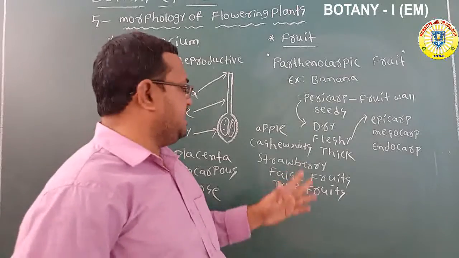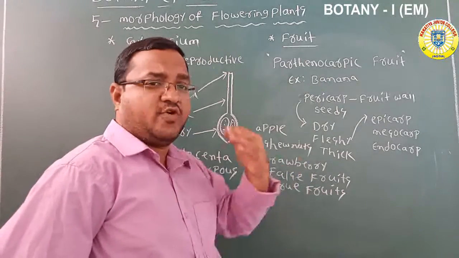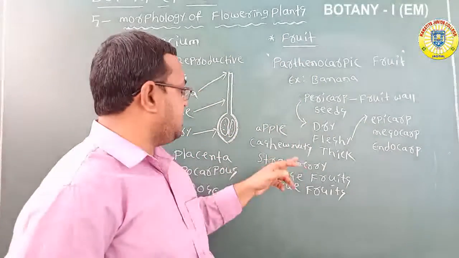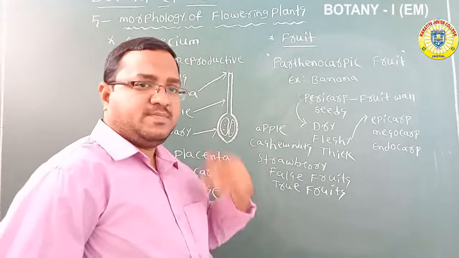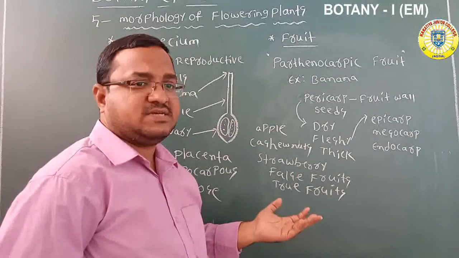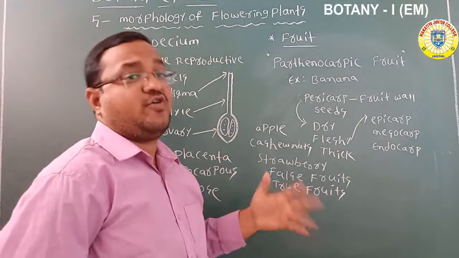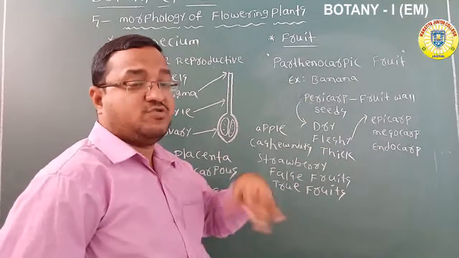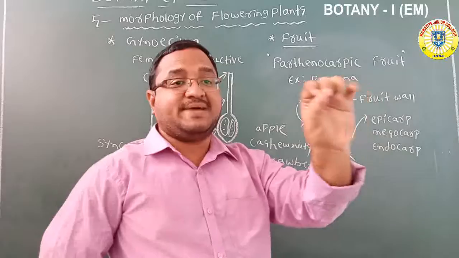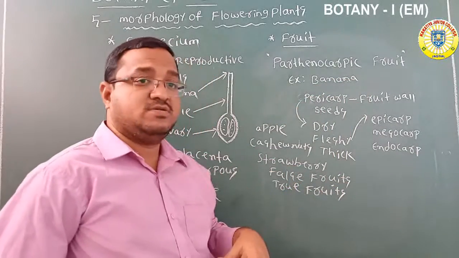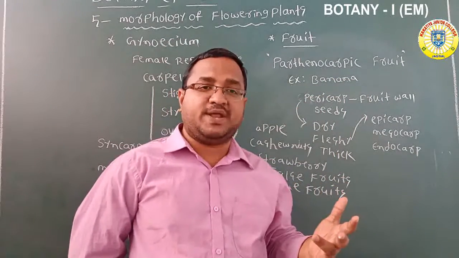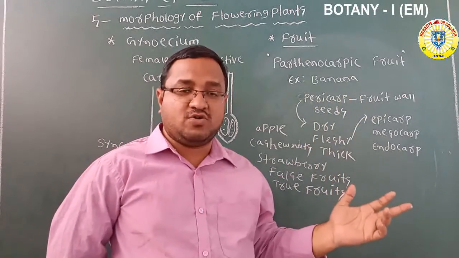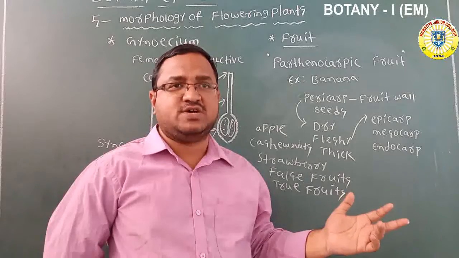Generally after fertilization all the floral parts degenerate, meaning fall off. But especially in apple, cashew nuts, strawberry, the thalamus contributes to fruit formation. That type of fruits, developed from parts other than the ovary, are called false fruits. The fruits which are developed directly from the ovary are called true fruits. Tomorrow's class we are going to discuss the classification of the fleshy fruits.